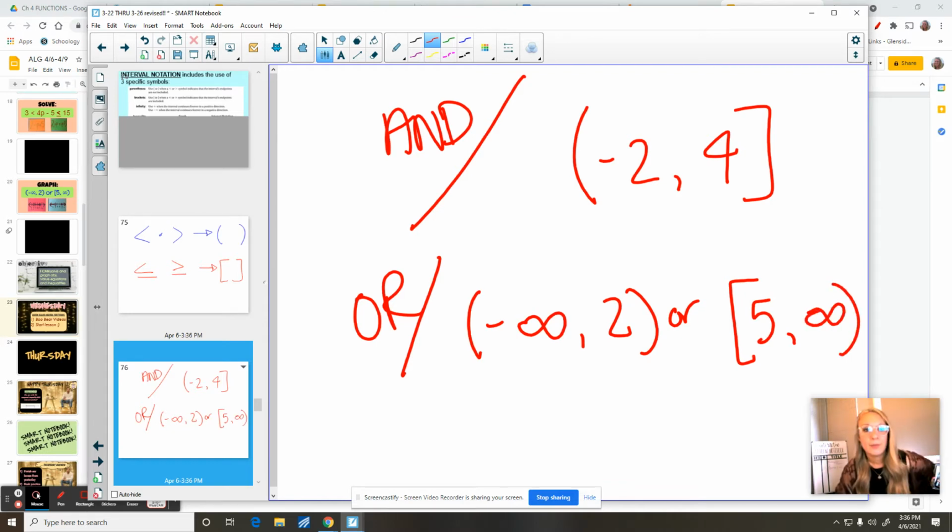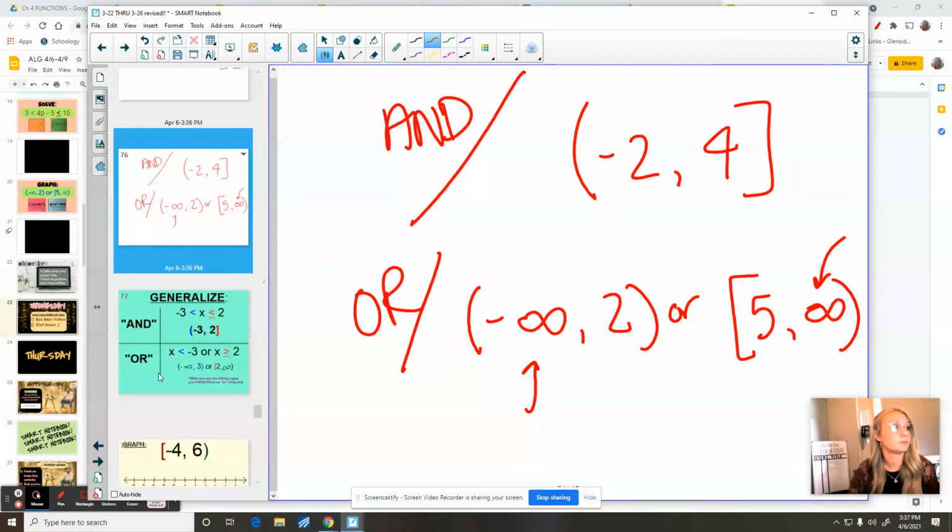So notice, because remember, when you graph those or inequalities, they're going off into those separate directions forever. Okay, that's why we have to cover negative infinity and positive infinity. And you always use a parentheses with those. So let's go ahead and take a look at a few.